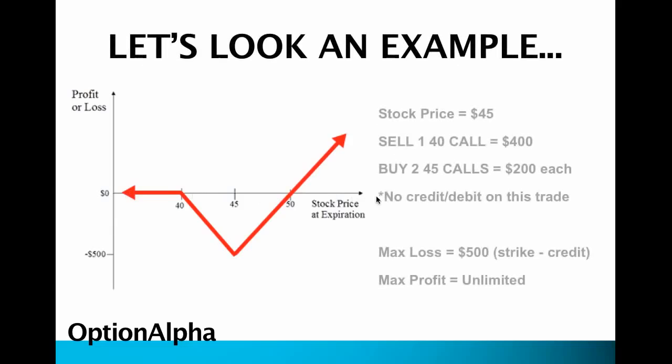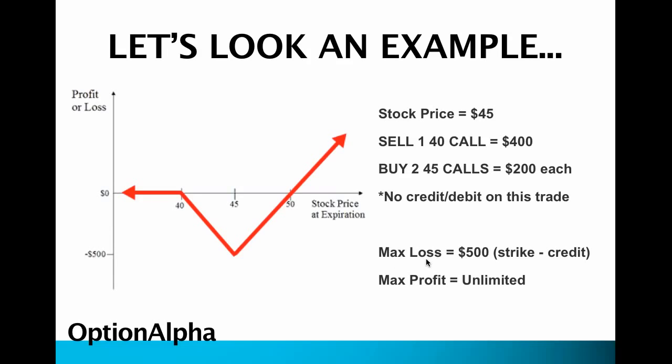So let's look at a quick example. Let's say again the stock price is trading at 45. We're going to sell one 40 call option for $400. So we're going to sell this 40 strike for $400. We're going to go out in the market and buy 2 45 calls for $200 a piece. So notice that the sale of the 40 strike call is going to completely fund and provide the money for these 2 45 strike calls at $200 a piece. This creates no debit or credit on this trade.